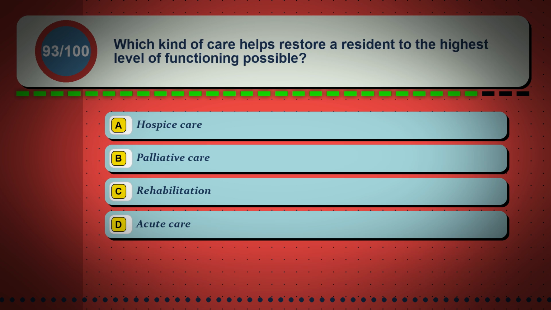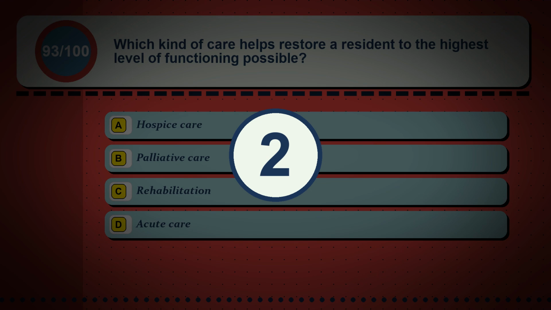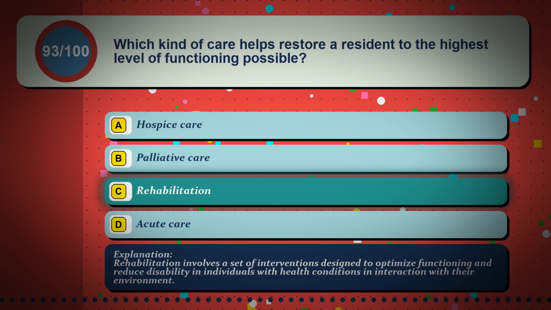Question 93. Which kind of care helps restore a resident to the highest level of functioning possible? Option A, hospice care. Option B, palliative care. Option C, rehabilitation. Option D, acute care. The correct answer is option C, rehabilitation. Rehabilitation involves a set of interventions designed to optimize functioning and reduce disability in individuals with health conditions in interaction with their environment. Question 94.